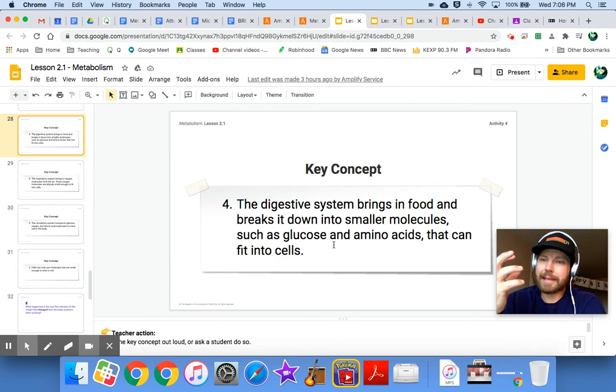We take food in, it breaks that food down so that it can get to our cells. You can't deliver a sandwich to your foot cells, right? You got to break that down. You got to break it down into its individual parts. And that's the role of the digestive system. It's breaking down your food so that it's in small enough pieces to be absorbed by your body and go to all of your cells.